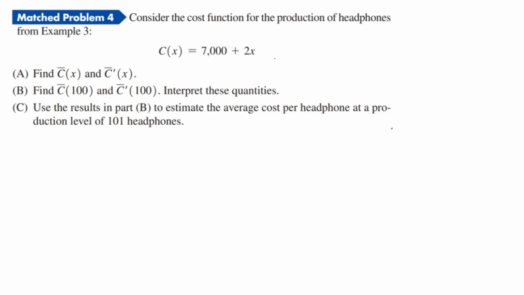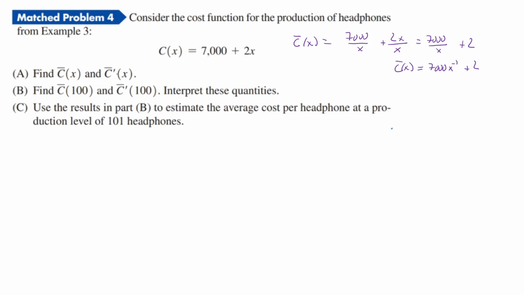First things first, let's see what C bar of x is. We're going to take C of x and divide it by x, so we divide each term by x. It's going to be 7,000 divided by x plus 2x divided by x. Those x's cancel and we get 7,000 over x plus 2. If we're going to take a derivative, it's best if we bring that up, so that's really 7,000 x to the minus 1 plus 2. So that's C bar of x, the average.